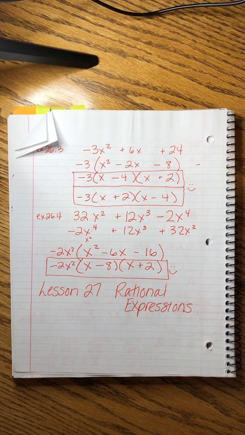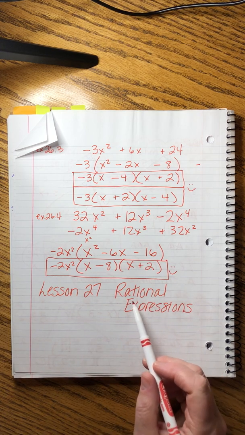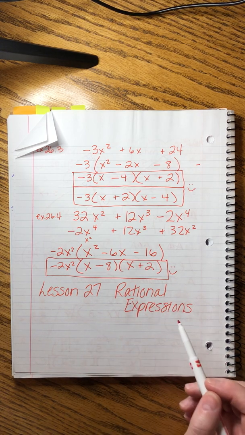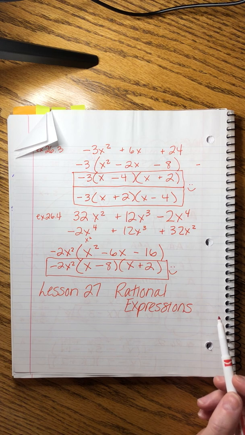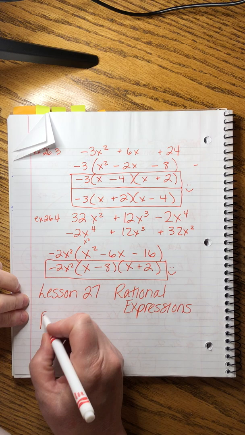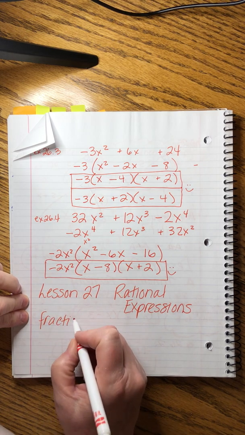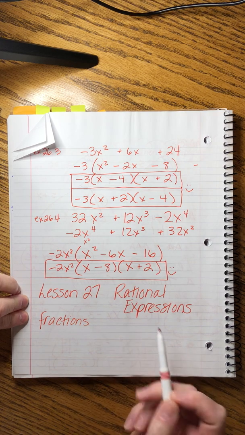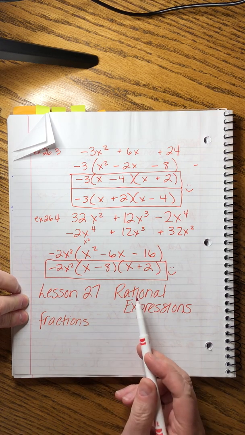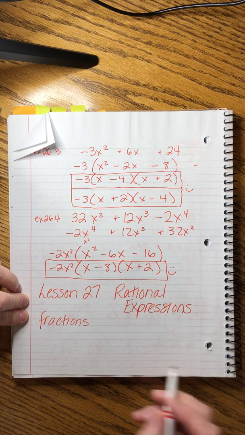Saxon Algebra 2, Lesson 27. We're going to talk about rational expressions, which is a phrase that sounds really hard, doesn't it? It sounds like something complicated and frightening. Here's the thing though. A fancy name for fractions is rational expressions.